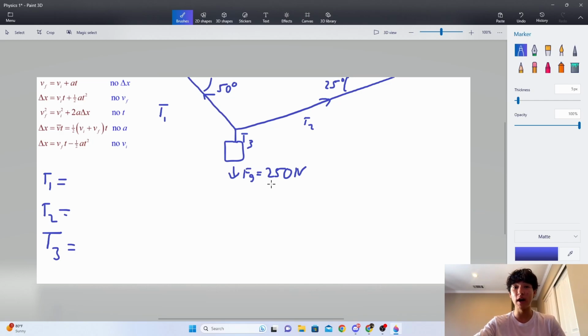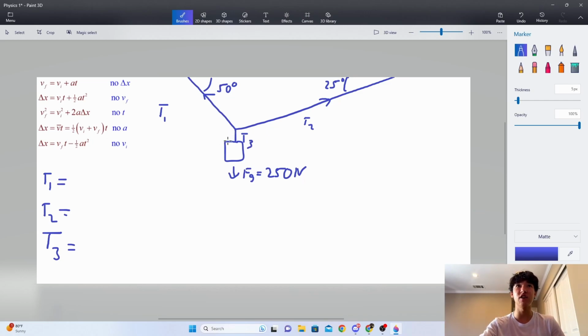It gives us the weight, which is the force of gravity. So this block here is going down by 250 newtons. So don't even bother solving for the mass. There's no point. It doesn't ask for it, and you don't need it. So force of gravity is equal to 250 newtons down.